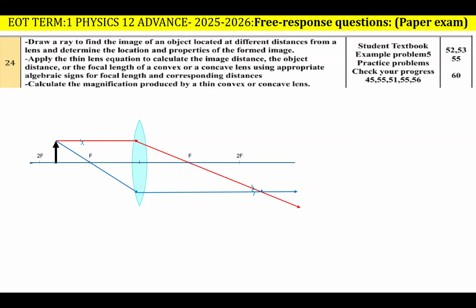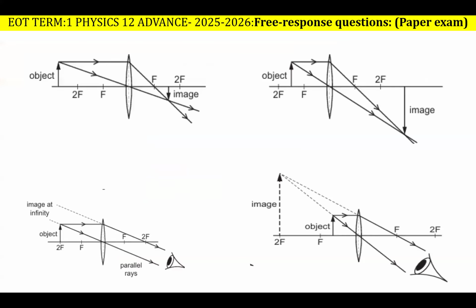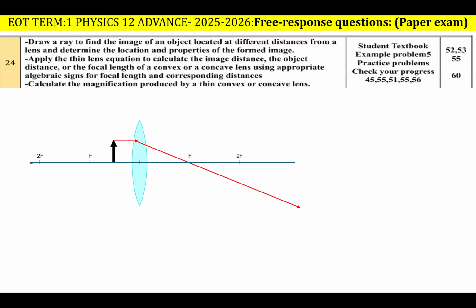Since these two rays are coming from the top, I can say that the top will be formed over here. So we can draw the image. From this one, we can understand that the image formed over here is real because the rays are really meeting, and the image formed is inverted, and the image formed is larger. There are many other formations, but I think this one is different from the others.